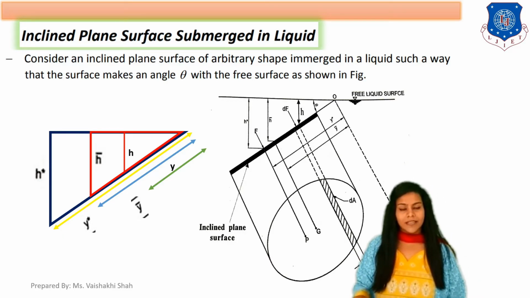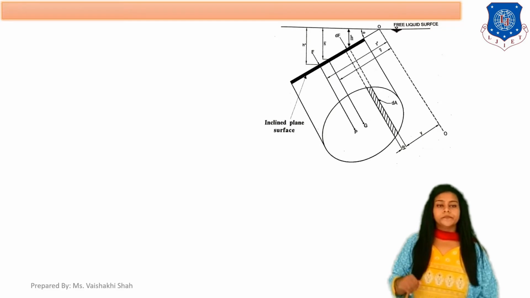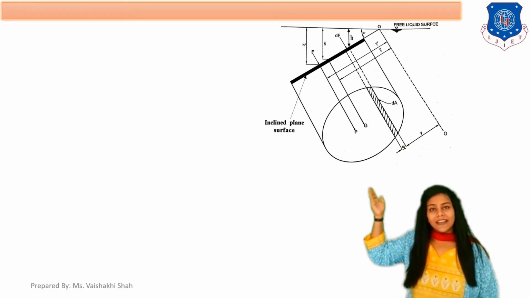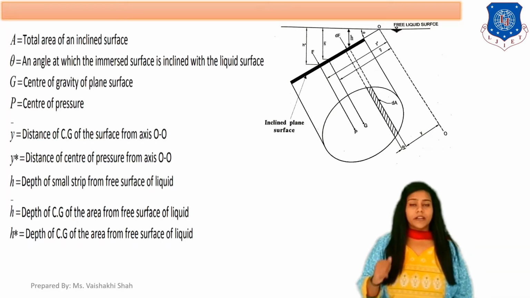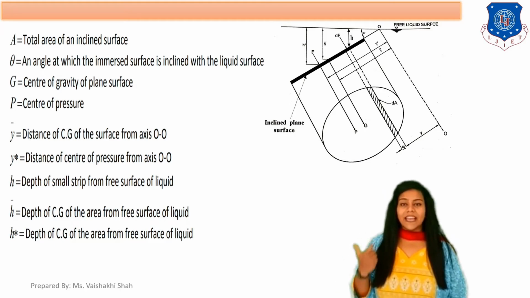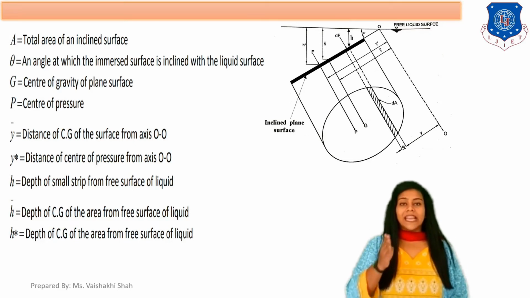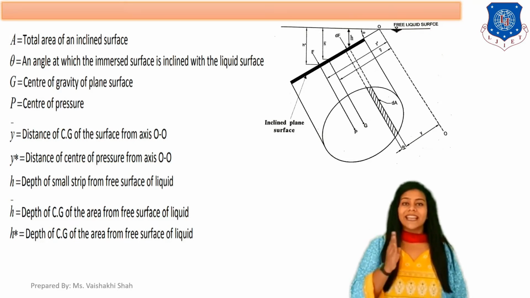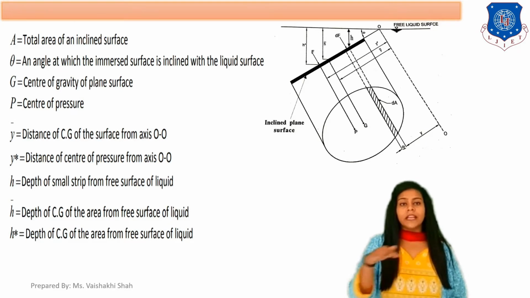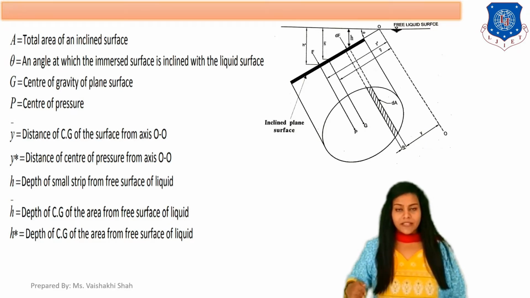So let's start our derivation here. Again, this is the diagram for the inclined immersed body, where capital A is the area of the inclined body, and theta is the angle at which the immersed surface is inclined with the free surface.